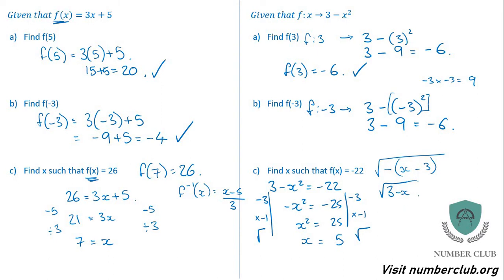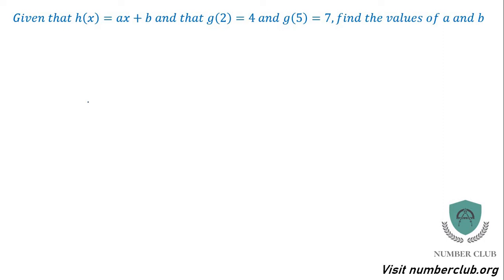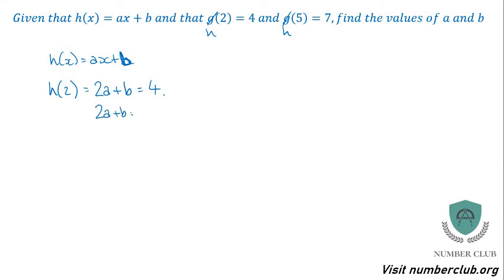Okay, moving on. Given that h of x equals ax plus b, and that, this should say h, sorry, not g, I should say h as well, and that h of 2 equals 4 and h of 5 equals 7, find the values of a and b. So let's get cracking with it. First thing is that we know that h of x is equal to ax plus b. And from our first bit of information, h of 2 is equal to 4. So h of 2 would be 2a plus b, which is equal to 4. You see that I've swapped the x for the 2, and I tend to like putting it in front of the a. So I now know that 2a plus b equals 4.